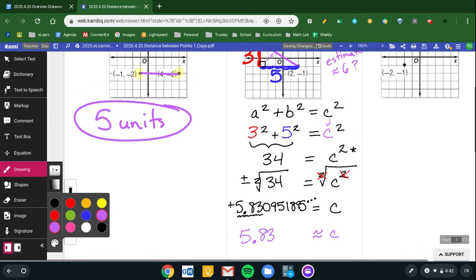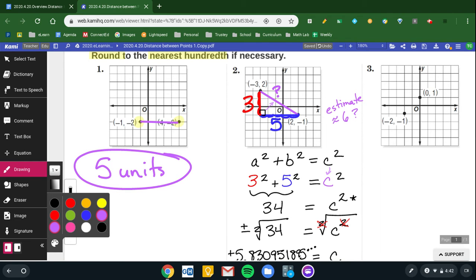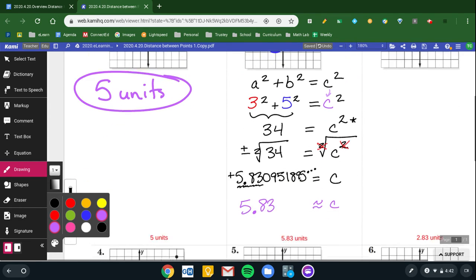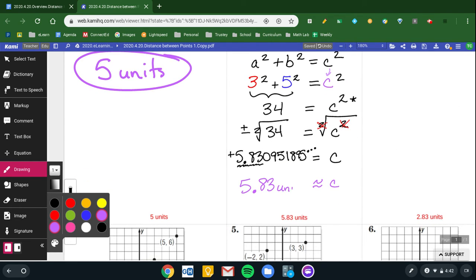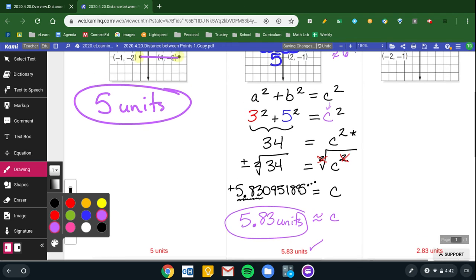Please notice this is a coordinate plane. It doesn't say feet, it doesn't say inches, it doesn't say centimeters. So we're simply going to write units. And as I wrote, I can check that off at the bottom to make sure that works.